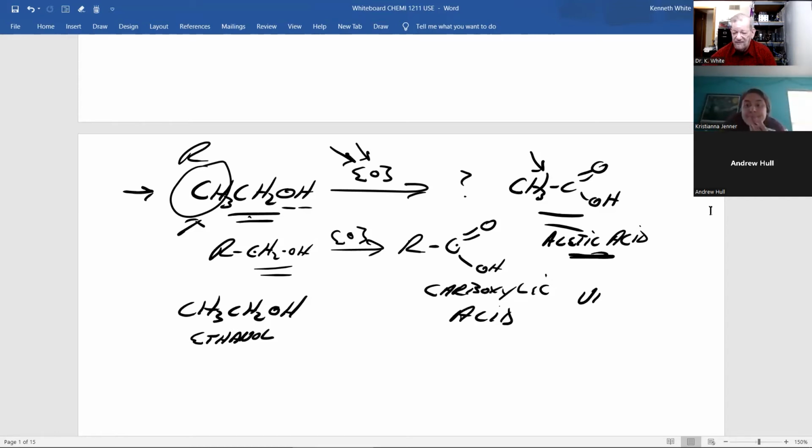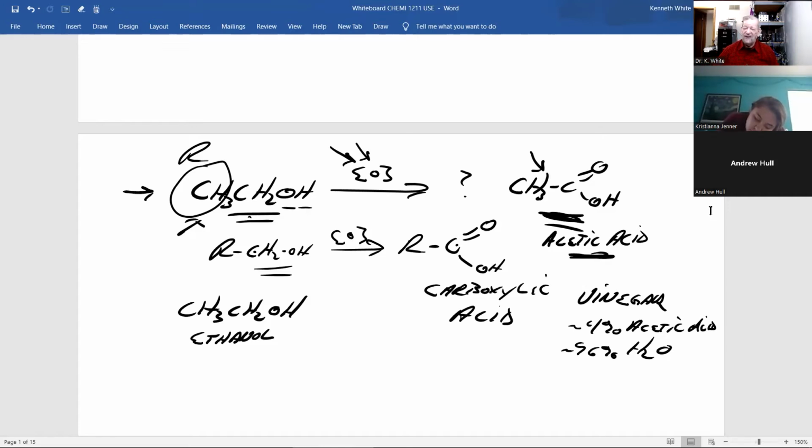And what's vinegar? 4% approximately acetic acid. And 96% approximately water. So if you make this in a bottle of wine, with time it goes bad. Why? Because the ethanol was oxidized to acetic acid. Now, there's another thing, and this reaction teaches us.